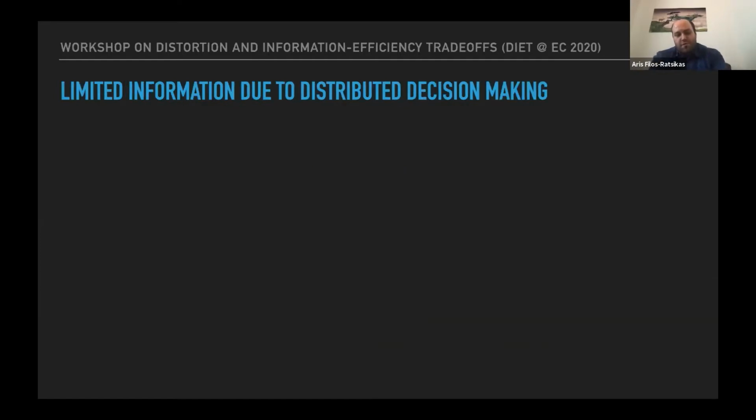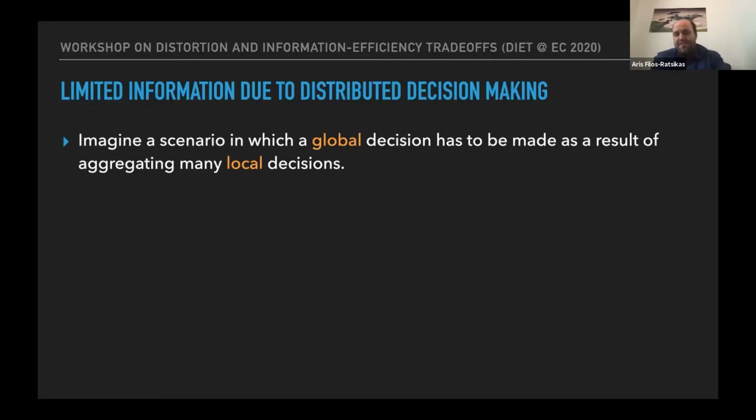I also mentioned at some point that limited information doesn't really have to be due to the preferences of the agents, but it could be due to the structure of the problem. So let me explain what I mean by that. Imagine a scenario in which we need to make a global decision, but this has to be made, maybe due to scalability issues, organizational issues, as a result of aggregating many local decisions. So we can partition the agents into groups, and then each group makes a local decision, and then we have to aggregate the results of these local decisions into a global decision.